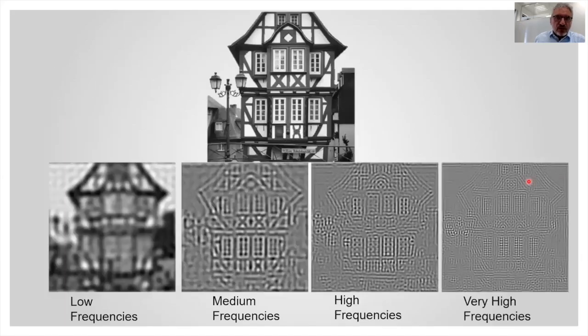So how does it look in frequency? If we talk about frequency, what does it mean? Here I took a picture of an old house in Wetzlar, and these big bars here are the low frequencies. These are medium frequencies, and these are the high frequencies and the very high frequencies. If you look within this window, you can recognize the high frequencies.